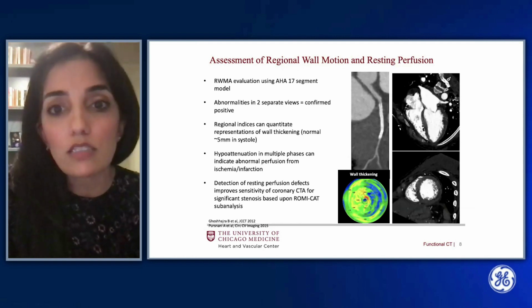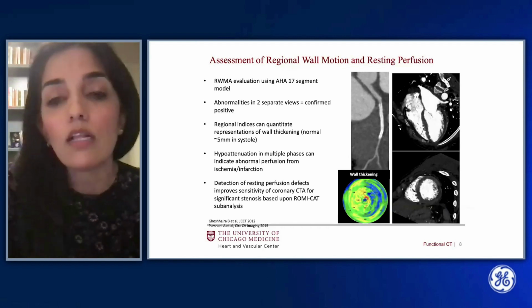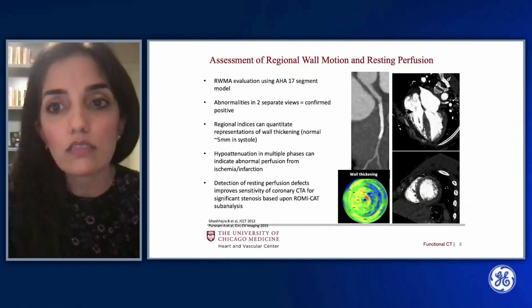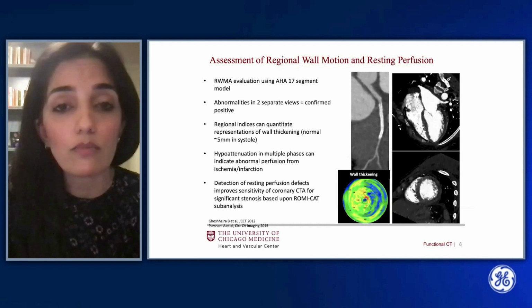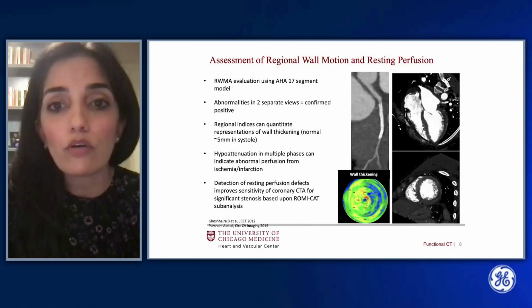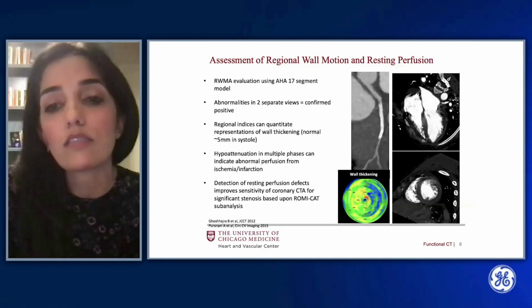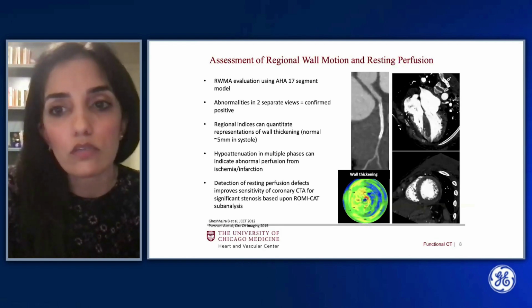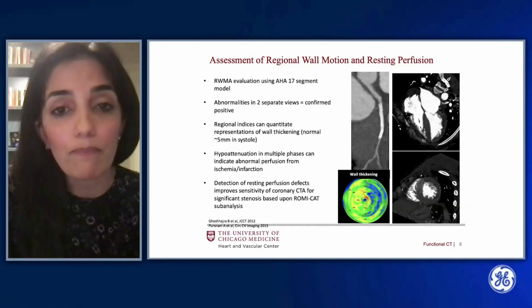An additional assessment of perfusion abnormalities manifest as subendocardial or transmural hypoattenuation that persists in multiple phases can be used as a surrogate of resting perfusion abnormalities and signify the presence of ischemia. Previous work has shown that resting perfusion defects, when present, improve the sensitivity of coronary CTA for significant stenosis and add incremental value to the exam.